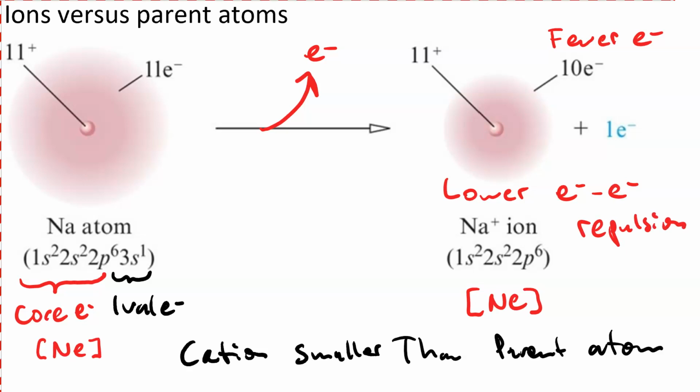And in fact, it will always be true that a cation is smaller than a parent atom because a cation has fewer electrons and hence a lower electron-electron repulsion. The opposite is true for anions versus their parent atoms.